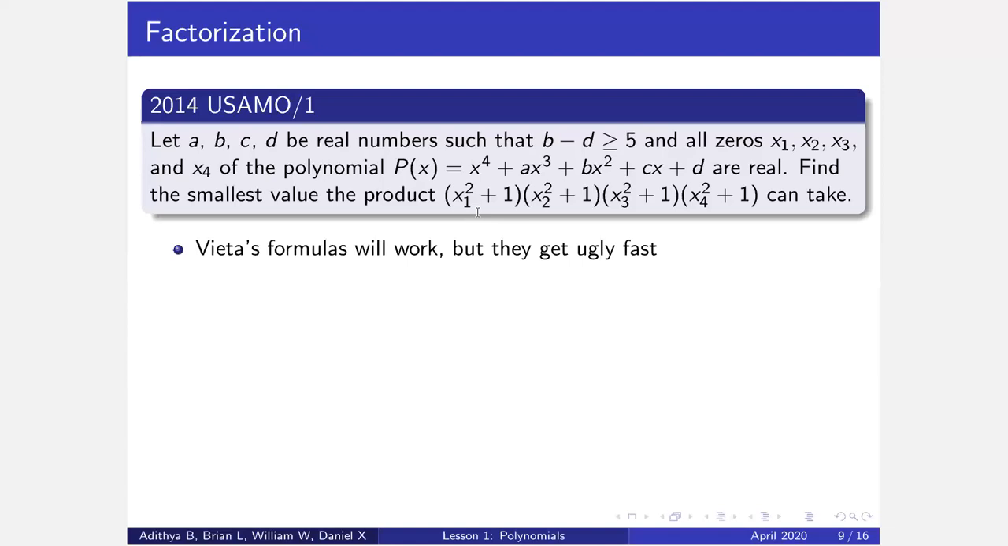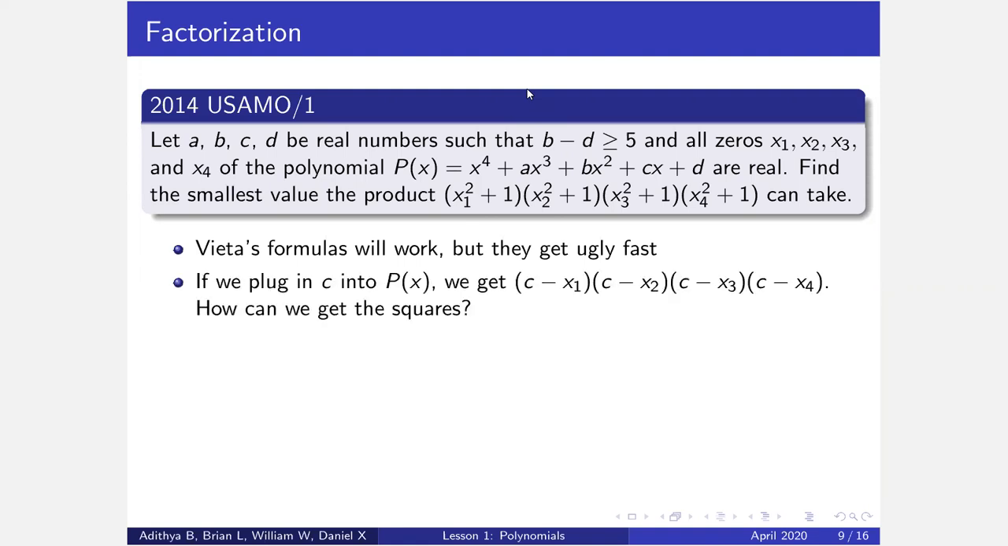So you want to turn it into something so that those x1 squared plus 1, x2 squared plus 1, x3 squared plus 1, x4 squared plus 1, all four of those terms would be linear, right? Because if you can convert it into a product of linear things, then we can get it pretty nicely, right?